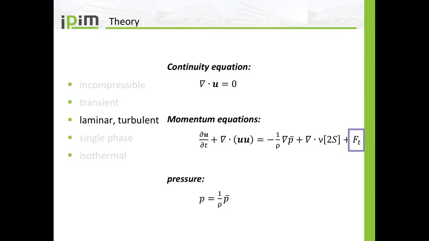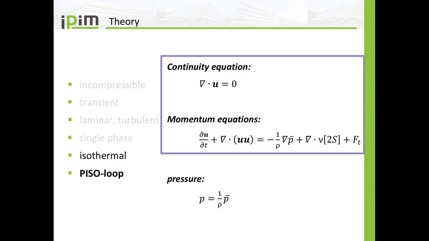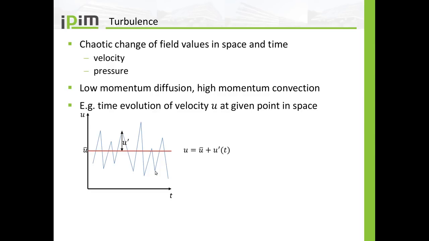Laminar and turbulent means that we can solve the equations for the laminar flow, and there is also a possibility to add terms for turbulence modeling. Single phase means that there are no additional equations for multi-phase phenomena, for example, and there is no energy equation. And also in this case, the continuity equation and the momentum equations are not solved separately, but are combined into the PISO loop. Now let's come to turbulence.